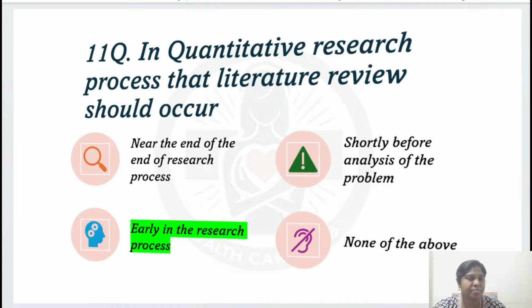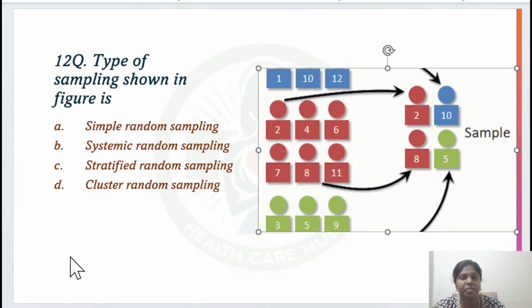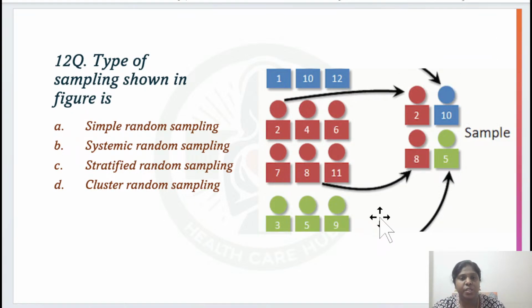Next question. 12th question. Type of sampling shown in the figure. Here we have one figure. You can see this figure here. So, in this figure, what kind of sampling is this? Simple random sampling, systematic random sampling, stratified random sampling, or cluster random sampling? What is it?